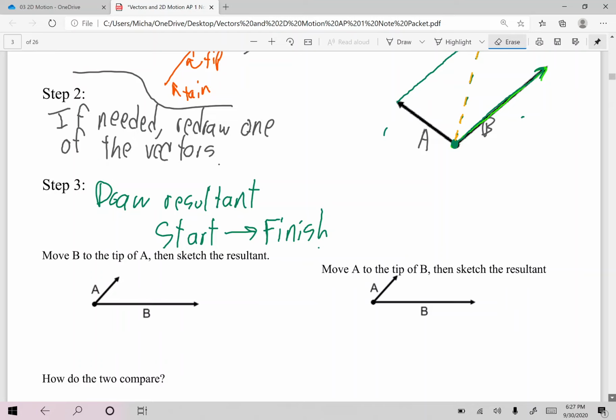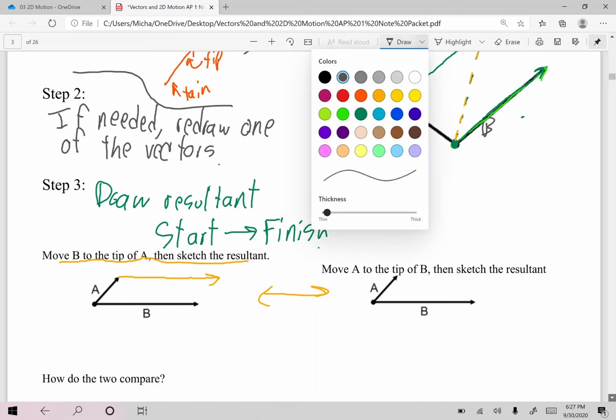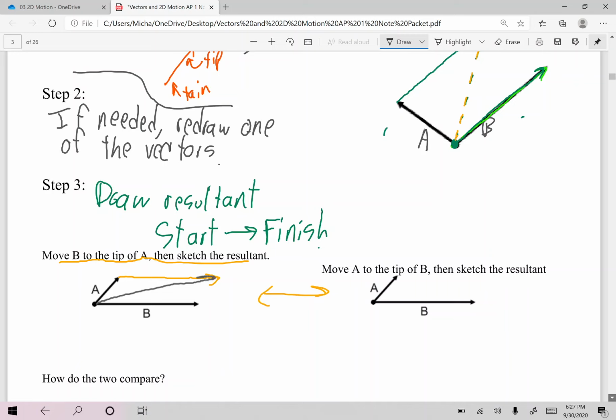Now quickly, I redrew vector B at the end of vector A. But what would happen if I did the opposite? Let's take a look here. So if I move B to the tip of A, then sketch the resultant. I'm going to do it on this example down here. Notice we're doing the same thing, just in a different order. So B at the end of A is going to be kind of long, directly horizontal, kind of like that. And then when I draw in the resultant, it looks something like this. Start to finish. I'm not going to dash it. I'll just call it R.